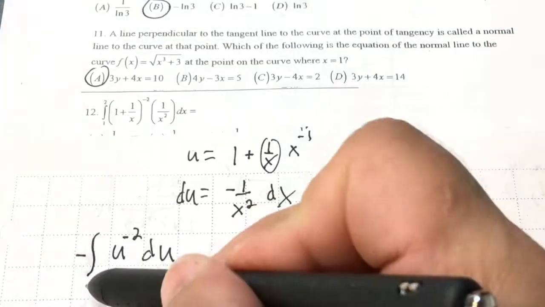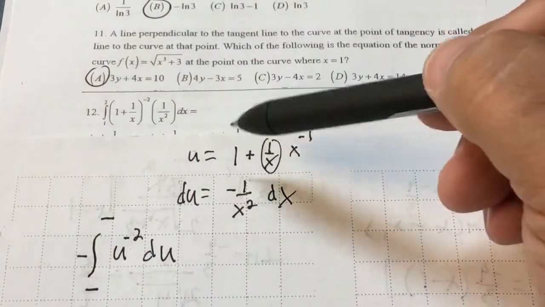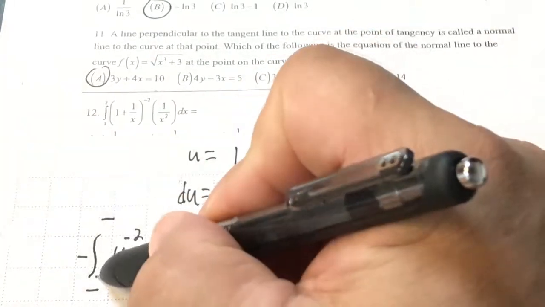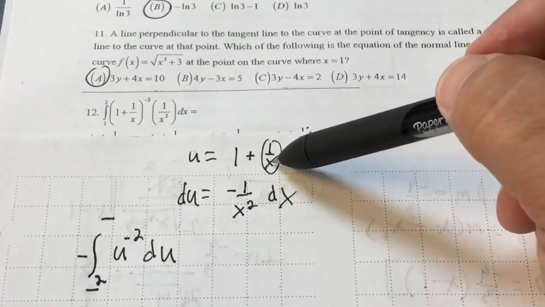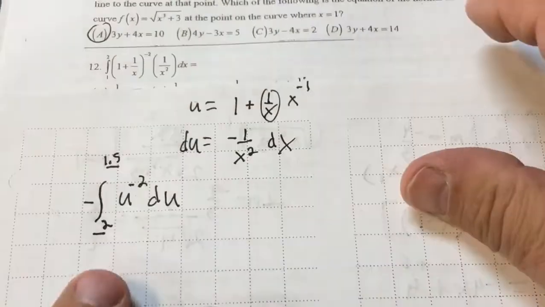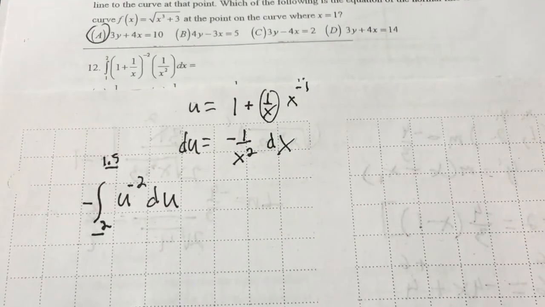But if I want to stay in the u world, I have to change my limits of integration. I can't leave it as 1 and 2. So when x equaled 1, u equaled 2. When x equaled 2, u equaled 1 plus 1/2. So now I'm going to take the integral of that and leave the limits of integration, because I changed them. This is a tricky problem.